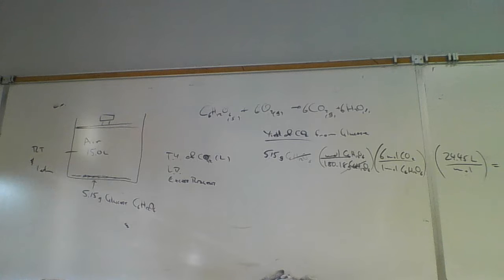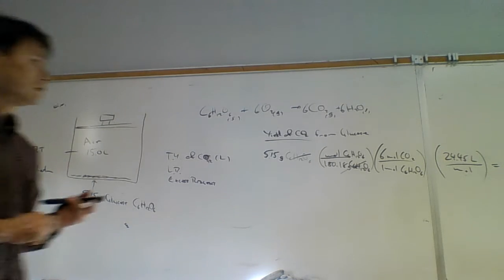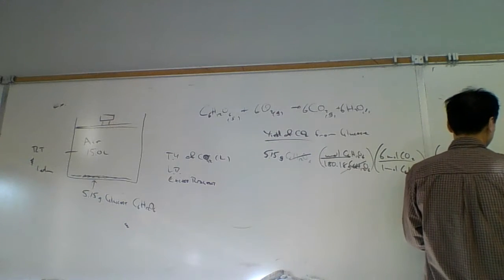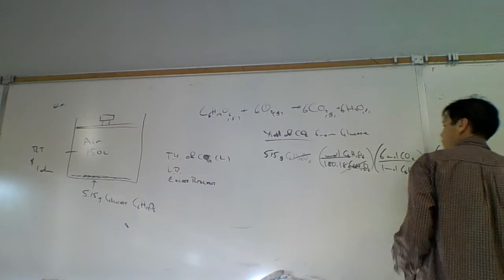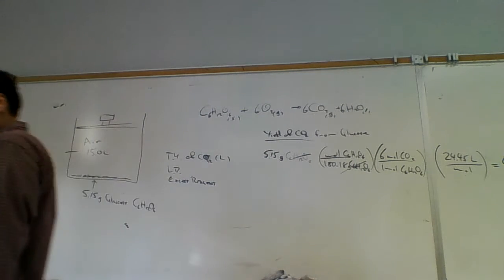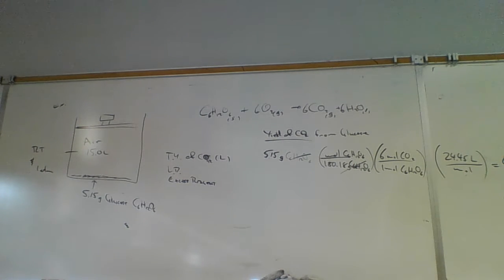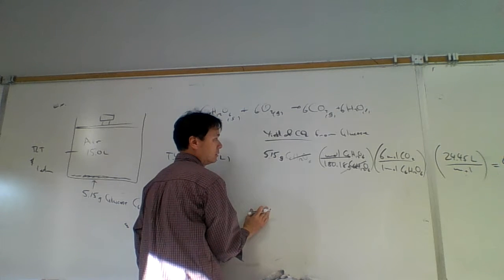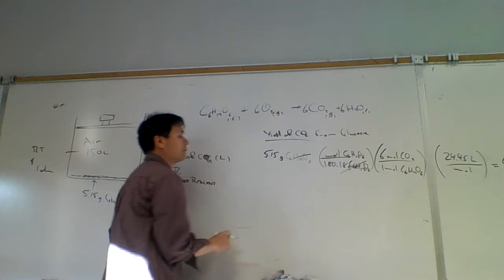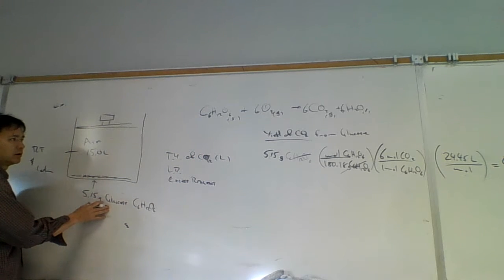So 5.15 divided by 180.18 times 6 times 24.45. I'm going to generate 4.193 liters of CO2 gas. That would just be pure CO2. After I calculate the yield of CO2 from glucose, where do I go next? This is assuming that I have plenty of air to burn all the glucose.